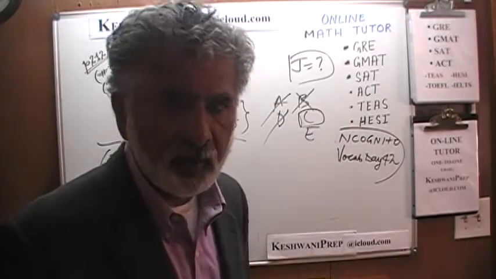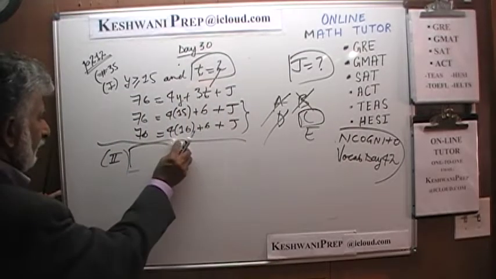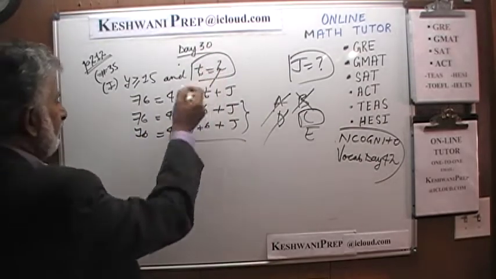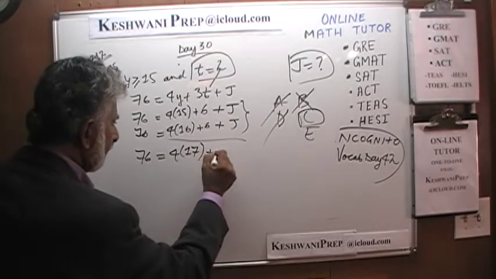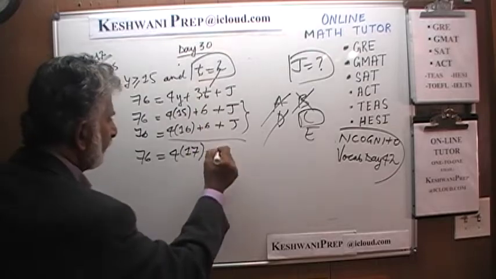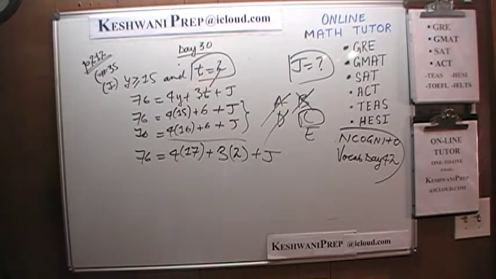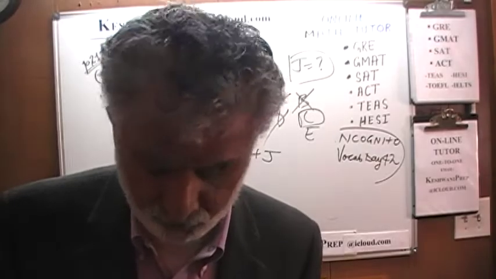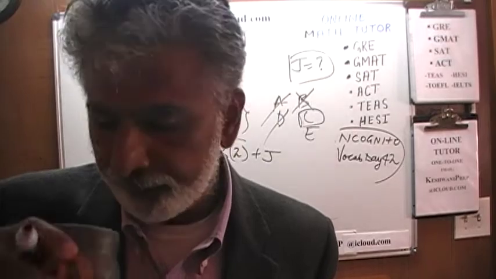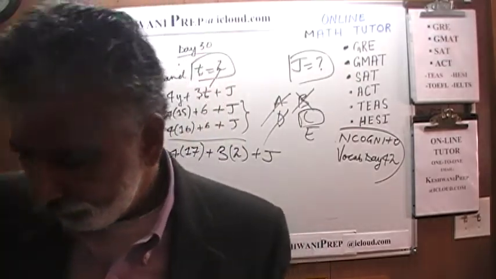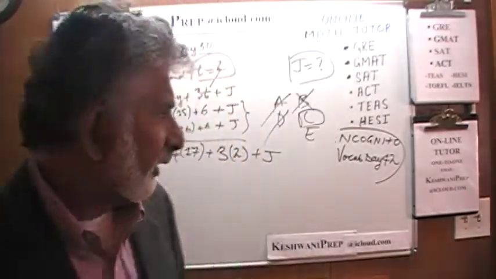Now we can very easily figure out how many apples Jack kept for himself, because we know y is 17 and t is 2. So 76 has to equal 4 times 17 plus 3 times 2 plus j. And we can figure out the value of j from there. What the value of j is, we really don't care. The point here is that we can figure it out. We have enough data. In other words, putting the two statements together does the job, and therefore the answer is C.